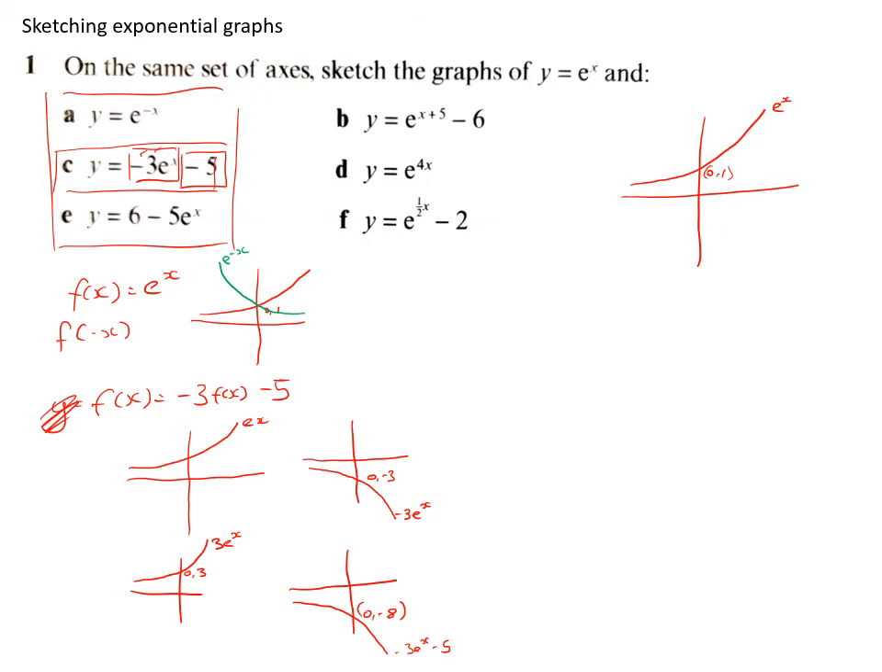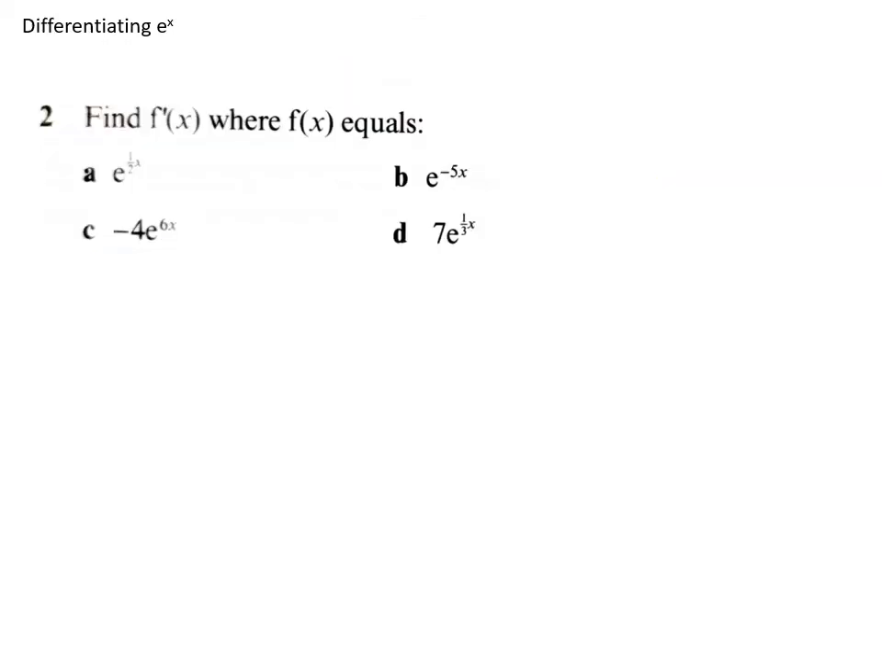Now, of course, if our original graph had an asymptote at y equals 0 on the x-axis, this also has an asymptote along here at y equals minus 5, because remember we've dropped our graph by 5 spaces. So if you want to have a look through the other parts of those questions, you can, and get back to me on those. I'm going to move on to differentiating now.